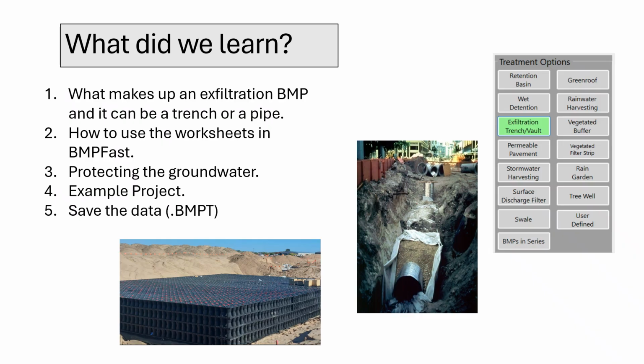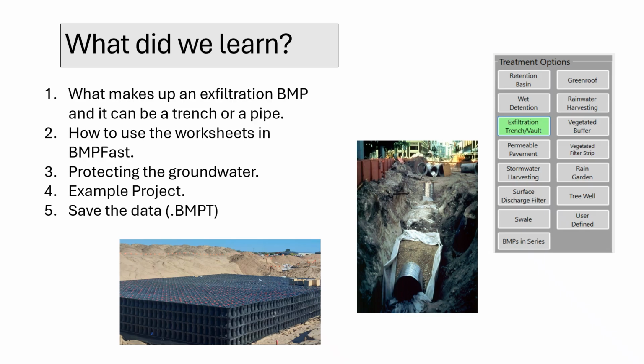To wrap up, let's review what we covered in this presentation. Exfiltration refers to the movement of water from underground storage into the surrounding ground. We looked at how trenches with perforated pipe can both store and transport runoff, while vaults are primarily used for storage. These are the fundamental components that make up an exfiltration best management practice. We also worked through how to use the worksheets in BMPFast to calculate average annual pollutant removal. The software allows you to evaluate how well an exfiltration system performs, and we demonstrated that a well-designed exfiltration system can meet even the most stringent performance standard of 95% removal.